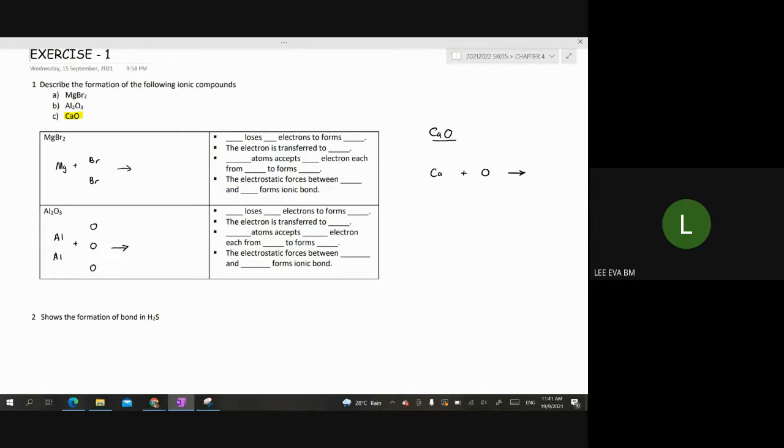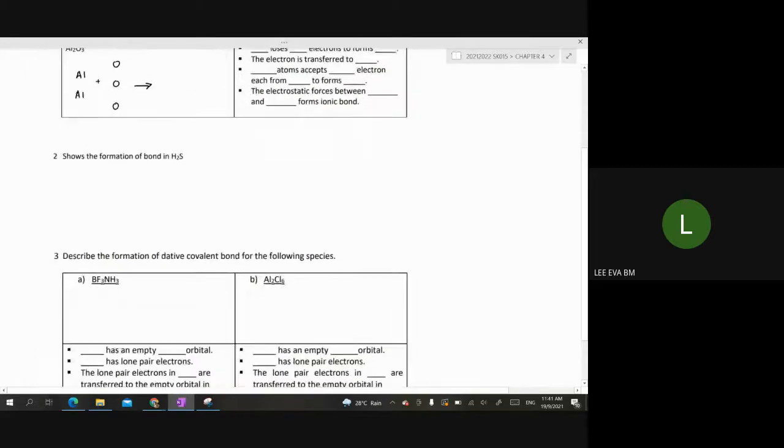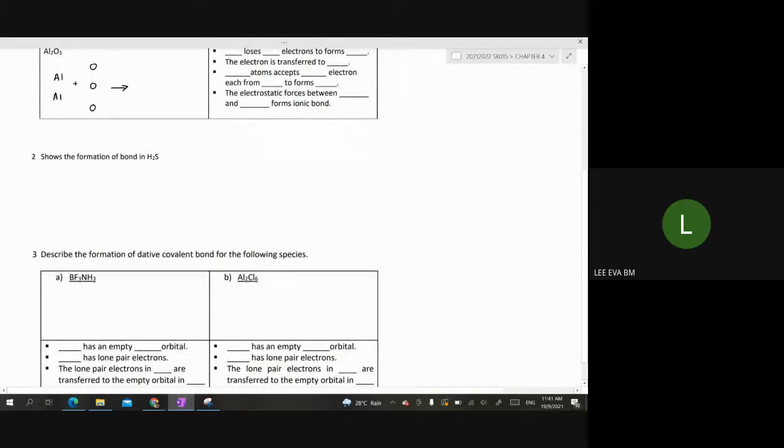Aluminium oxide, there's 2 aluminium. And then how is it transferring the electron to oxygen? Okay, so fill in the blank for your explanation. Okay, I want to show you question number 2. Show the formations of bond in H2S. So what bond is inside H2S? Is it ionic, covalent, or dative?